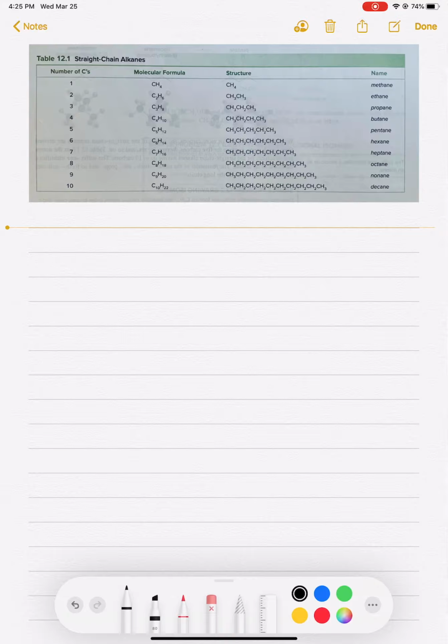So we are ready to start chapter 12, and we're going to skip straight to section 12.2, which is on simple alkanes. Alkane is one of those functional groups that you learned about in chapter 11. Remember, I said it is the most boring of all the functional groups.